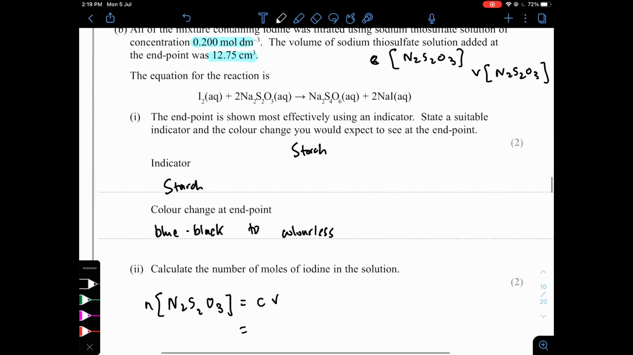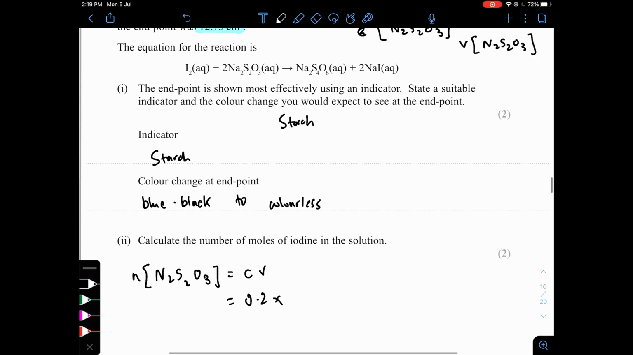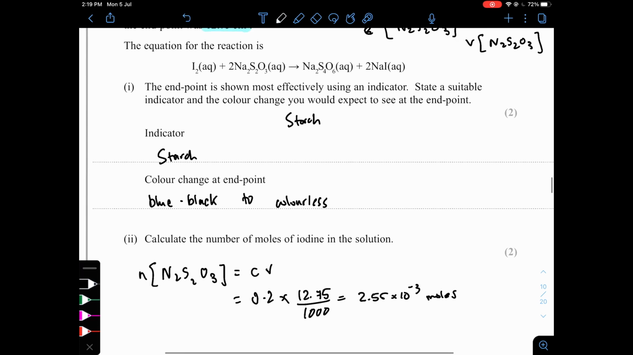So we know the concentration. It's 0.2 times 12.75. That's centimeter cubed, so we have to divide by 1,000, obviously. So that's the moles. So 0.2 times 12.75 divided by 1,000 is 2.55 times 10 to the power minus 3 moles. But this is the moles of sodium thiosulfate.